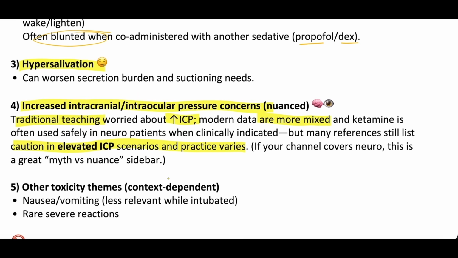Other toxicity themes, nausea and vomiting. It can cause some nausea and vomiting. This is not super common, but can happen.